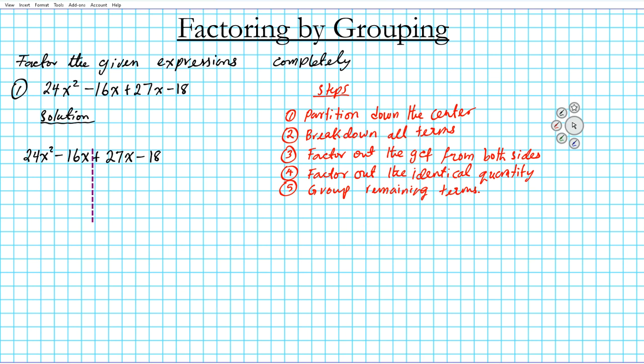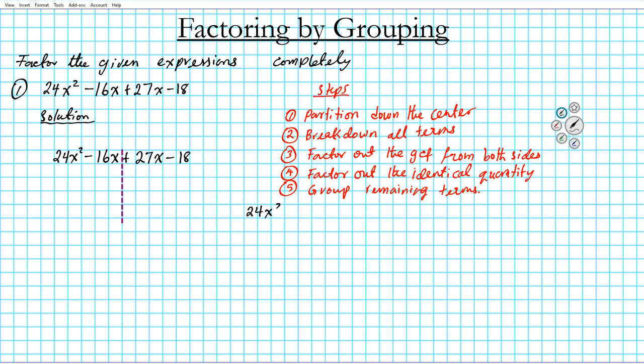What we're going to do next is break down each term. If you can mentally see what the greatest common factor is and factor it out, that's good. You can fast forward past this part. But if you have trouble with that, we're going to take each term and break it down, step number 2, using our factor tree.